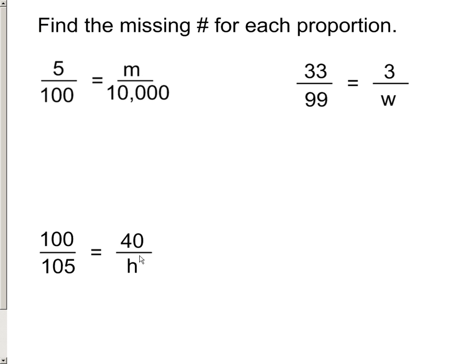This third problem down here is going to be the tricky one. This is where you're pretty much going to have to cross multiply to find the right answer. So pause the video, then hit play when you're ready.